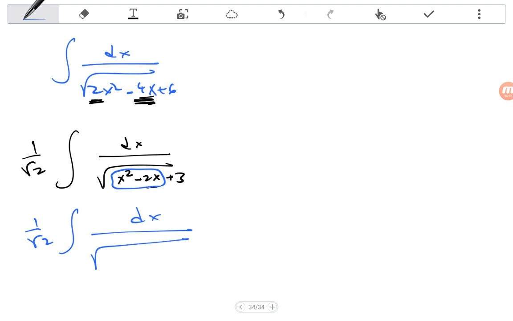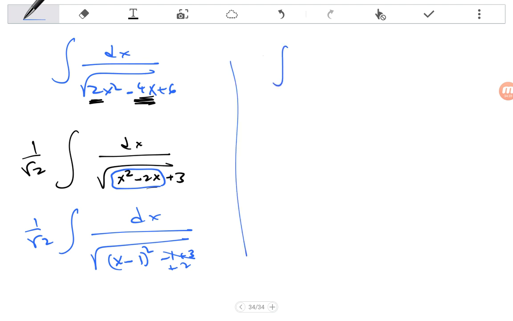Minus 1 plus 3, square. It's going to be like this. It's going to be... Yes, minus 1. Yes, you are correct, 2 plus 2. So that will be x minus 1 all squared minus 1 plus 3, which will be plus 2.